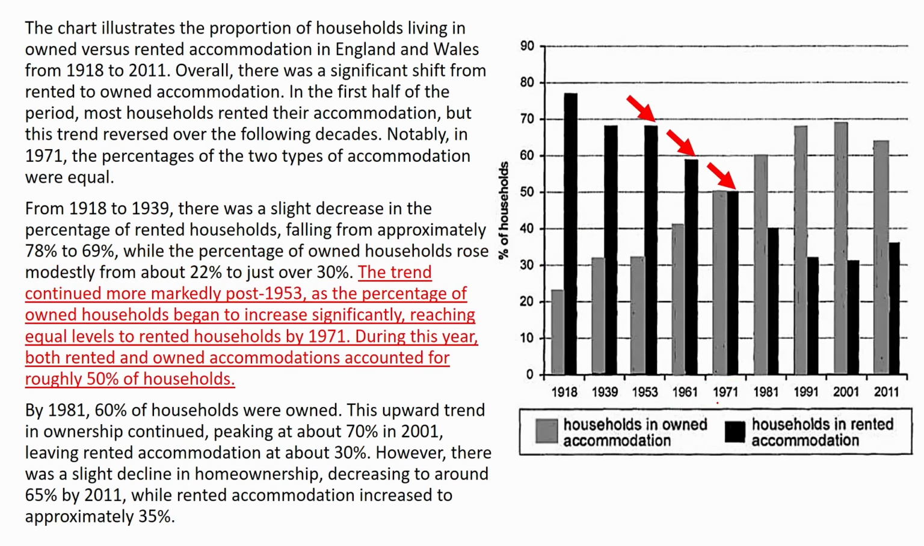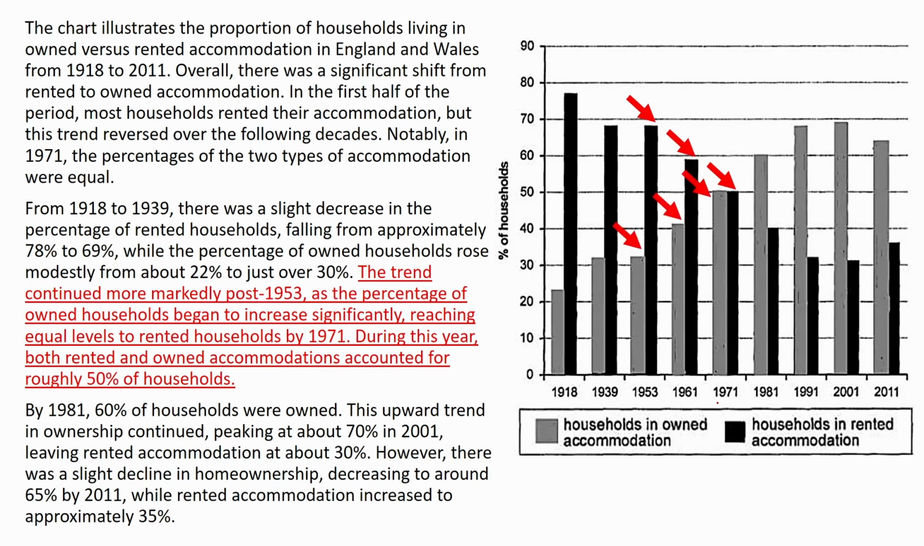The trend continued more markedly post 1953 as the percentage of owned households began to increase significantly, reaching equal levels to rented households by 1971. During this year, both rented and owned accommodations accounted for roughly 50% of households. Since the percentages are not accurate, I use words like roughly, about, and approximately.